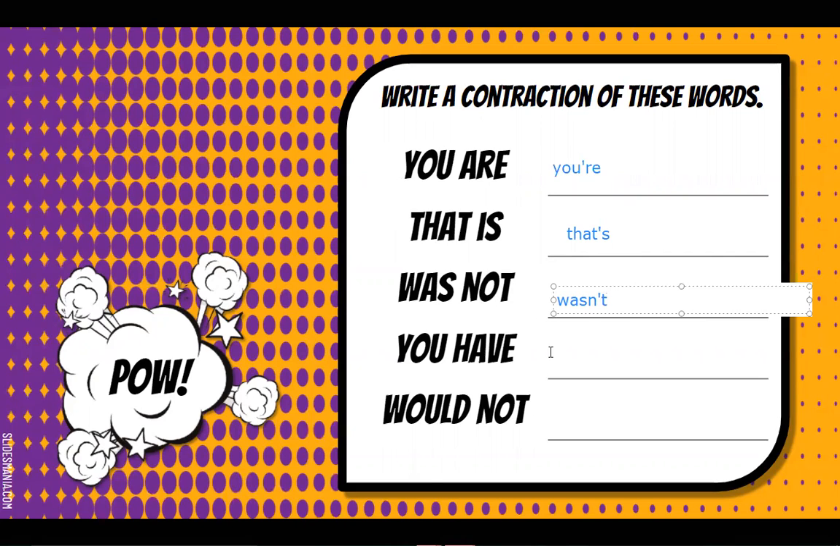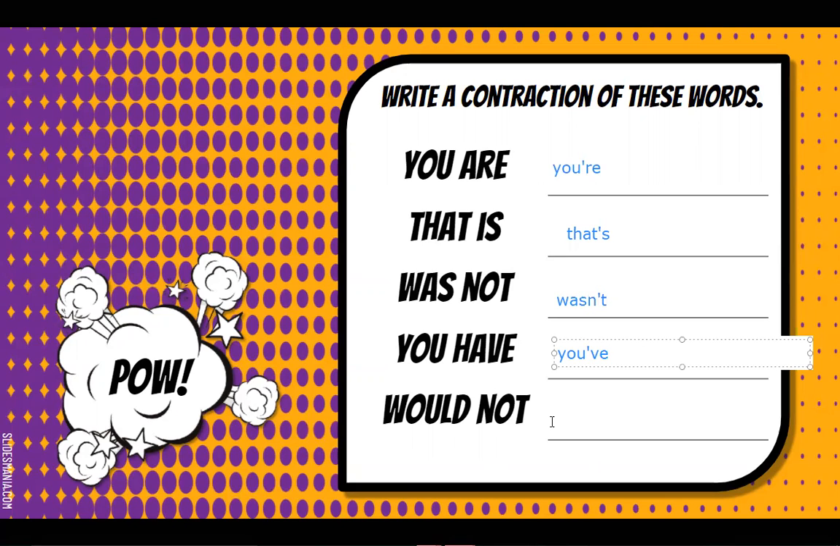The next one is you have. You have, when you make it in the contraction form, is you've. You've, that's kind of a weird word, isn't it? So you squish you have together, you pop out the H and the A, pop out two letters there, replace it with an apostrophe.